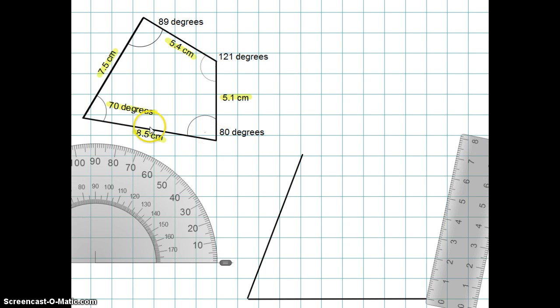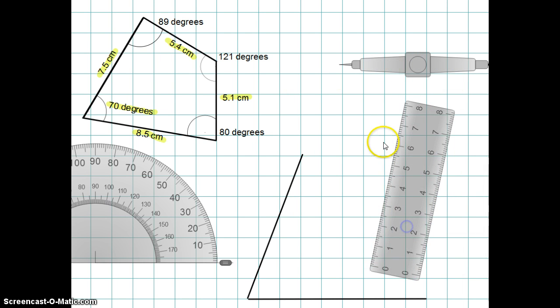Now if I look at this original diagram, I know this angle is 80 degrees. But remember, the only angle information that I'm using is this angle information here for me to draw my congruent quadrilateral, my copied quadrilateral. So I'm not going to be using this angle information. Well, so what am I going to do? I am going to get out my compass.